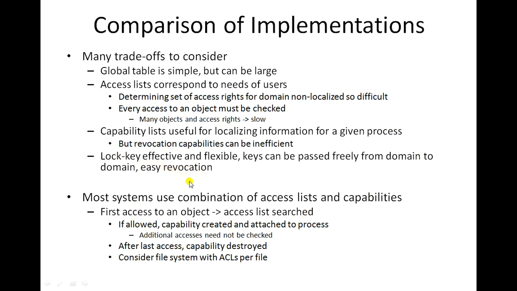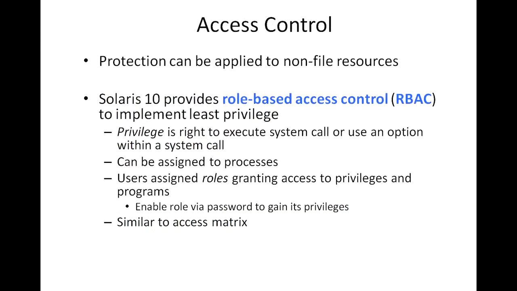But today most of the systems use a combination of access list and capabilities. On first access to an object, the access list is searched. If allowed, a capability is created and attached to the process. And after the last access, the capability will be destroyed. So that is how we can have the combination of access list and capabilities.